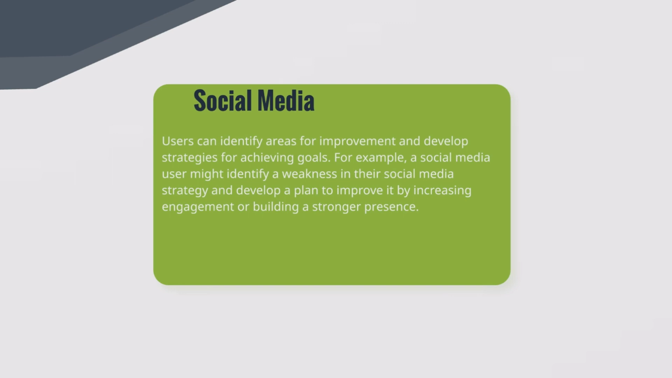By analyzing the internal and external factors that impact your social media strategy, you can identify the strengths that you need to leverage, weaknesses that you need to address, opportunities to capitalize on, and threats that you can work to mitigate. For example, you might identify a weakness in your social media strategy, such as a lack of engagement from your followers. By developing a plan to improve engagement, you can increase your reach and build a stronger presence. Alternatively, you might identify an opportunity to partner with an influencer or create a viral campaign that could increase your visibility and reach a wider audience.